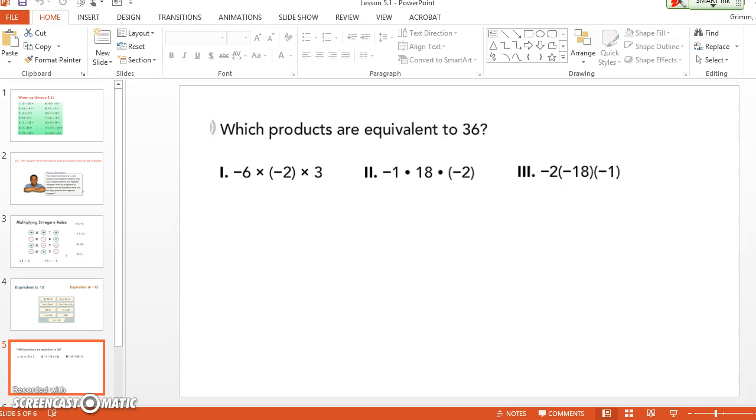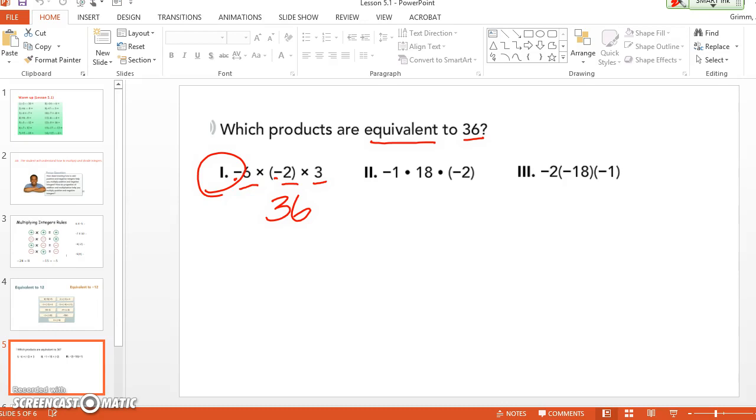All right, let's go ahead and look at this one. So what sign would this one be? Positive. And why is it positive? 2 negatives. So there's a negative here and a negative here, so this will be a positive. So 3 times 2 is 6, times another 6 is 36. So this is a positive 36. Is that equivalent to 36? Yes.